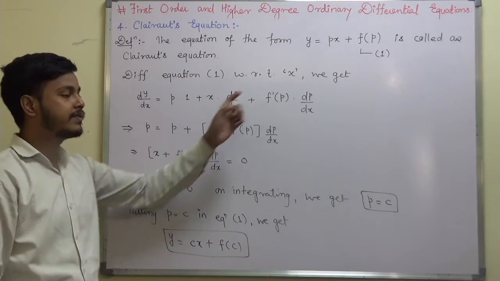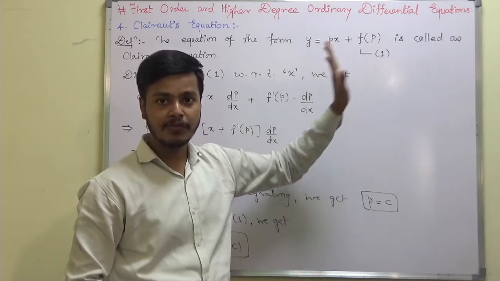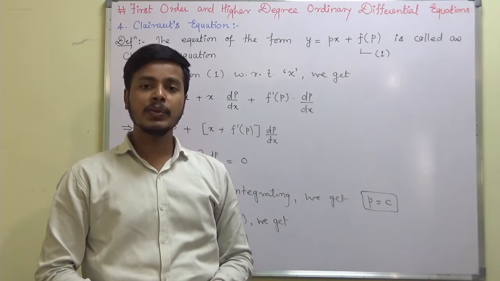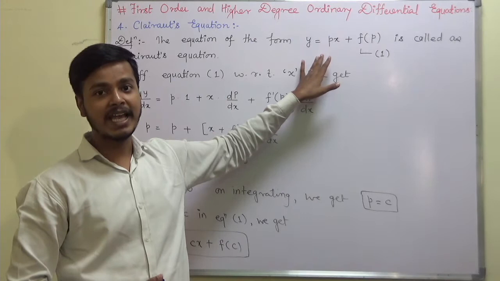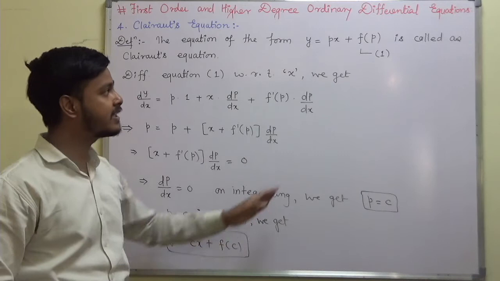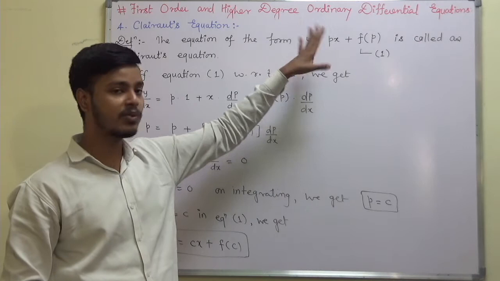This is the solution of Clairaut's equation. Meaning thereby, if you have any equation of the form y is equal to px plus f of p, without any second thought, you just have to put p is equal to constant, and that would be your solution. In most competitive examinations, a Clairaut equation is given and students go on solving the entire thing, differentiating with respect to x, and so on, and then write the solution. This takes time, but if your concepts are clear, you can directly write: oh, this is a Clairaut equation, put p is equal to constant and you get the solution.